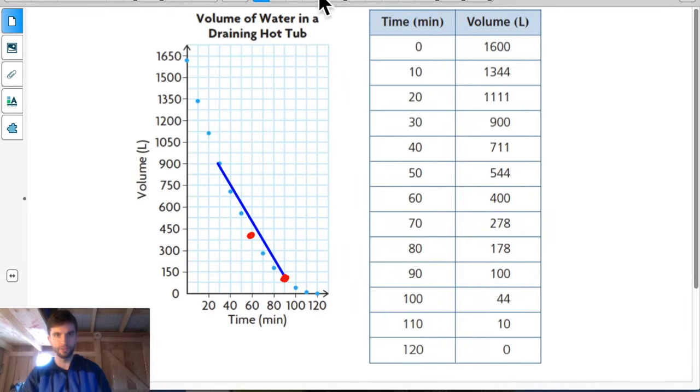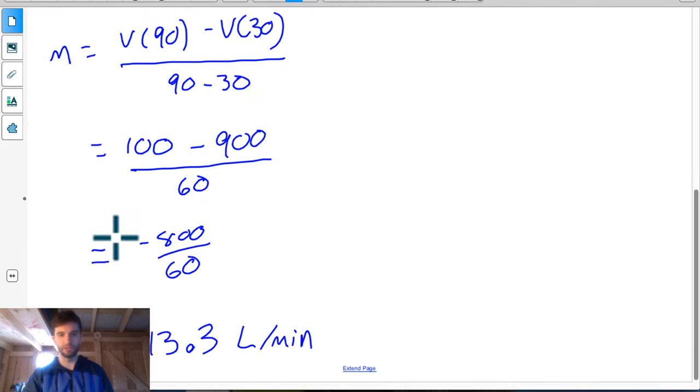So between those two. Notice this line is slightly less steep than the blue one. So the slope of that line is less steep, so when we calculate our average rate of change, we would expect to get a number closer to 0, a smaller absolute value. So it was losing 13.3 liters per minute over the first interval. Over the second interval, it's probably losing slightly less liters per minute. But let's do the calculation.